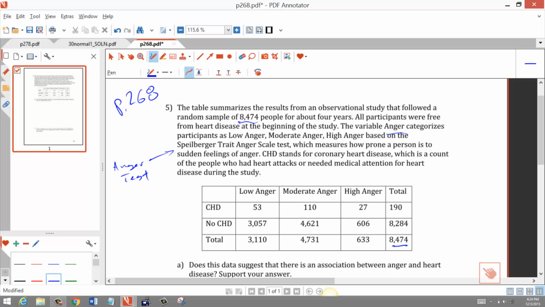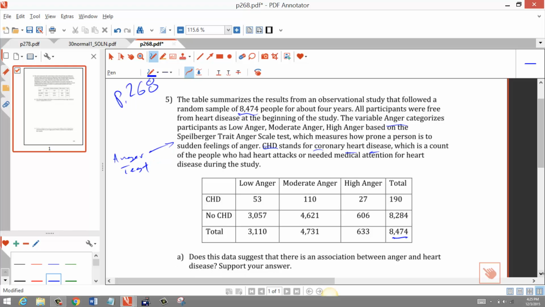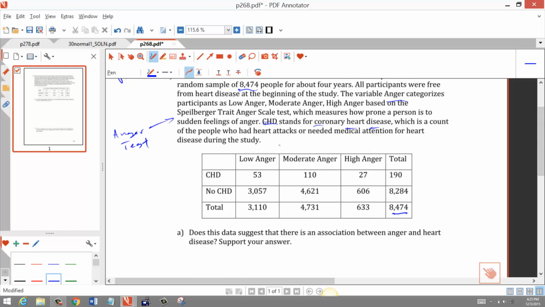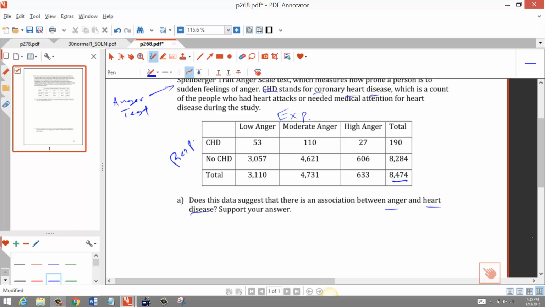And then we're relating that to CHD, coronary heart disease, which is a count of the people who had heart attacks or needed medical attention for heart disease during the study. So I think what's going to happen is we're going to associate anger as the explanatory variable with coronary heart disease, which is going to be the response variable. Now, does this data suggest that there is an association between anger and heart disease? I think that means that we were right, so that anger is going to explain heart disease.